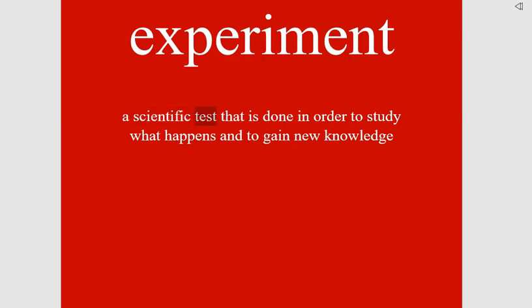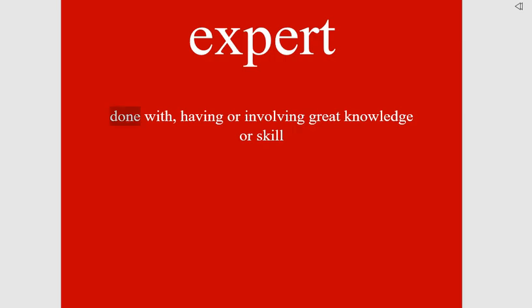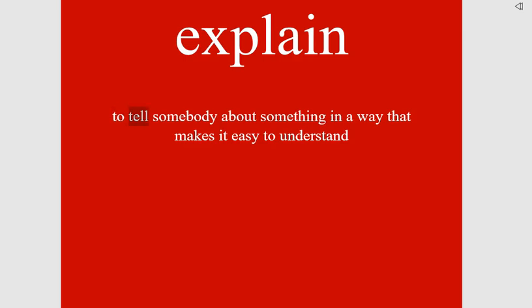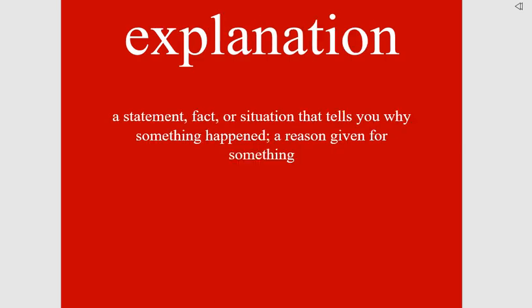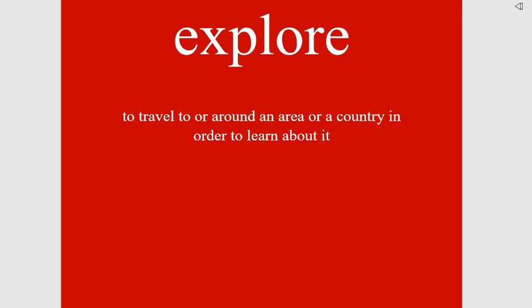Experiment. A scientific test that is done in order to study what happens and to gain new knowledge. Expert. A person with special knowledge, skill, or training in something. Expert. Done with, having or involving great knowledge or skill. Explain. To tell somebody about something in a way that makes it easy to understand. Explanation. A statement, fact, or situation that tells you why something happened, a reason given for something. Explode. To burst or make something burst loudly and violently, causing damage. Explore. To travel to or around an area or a country in order to learn about it.